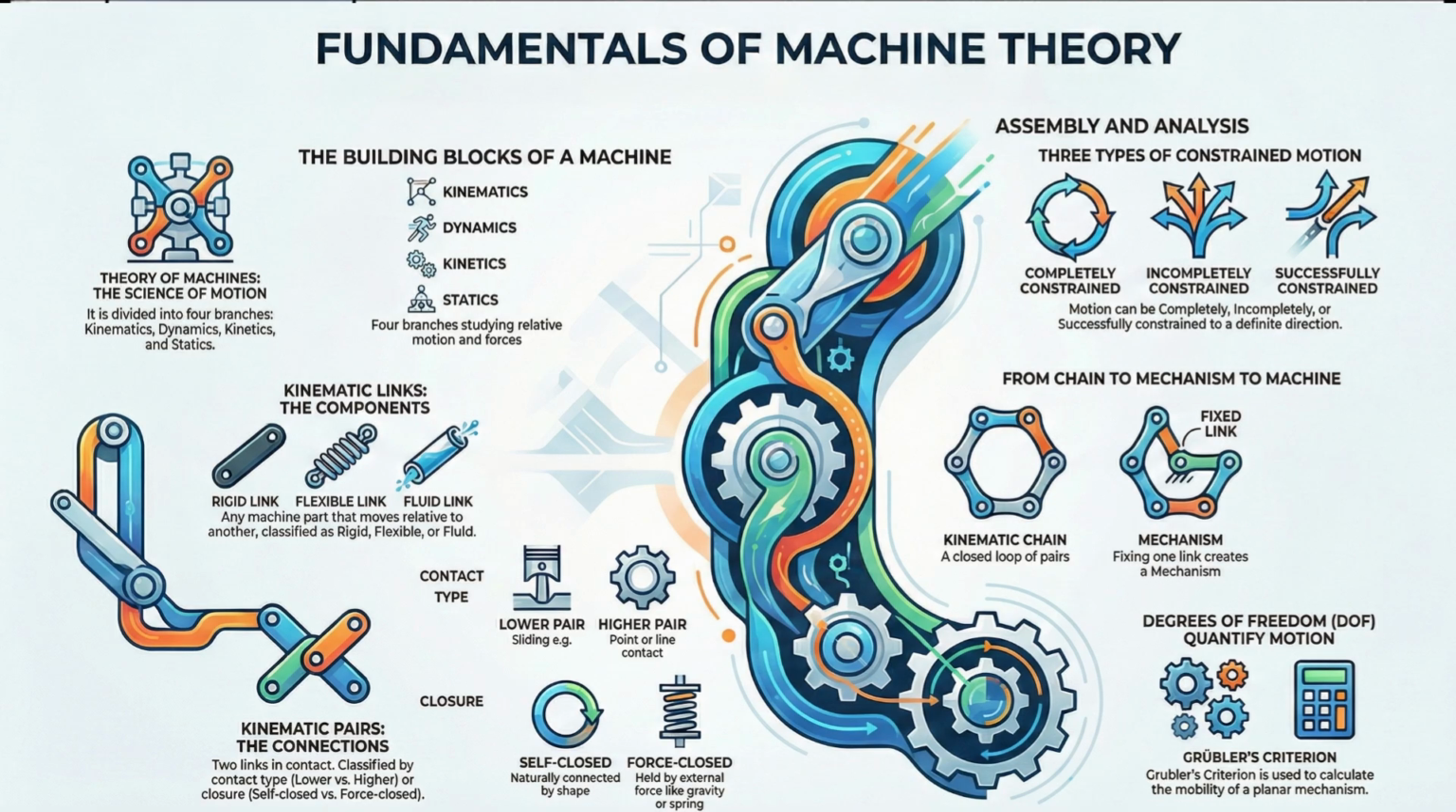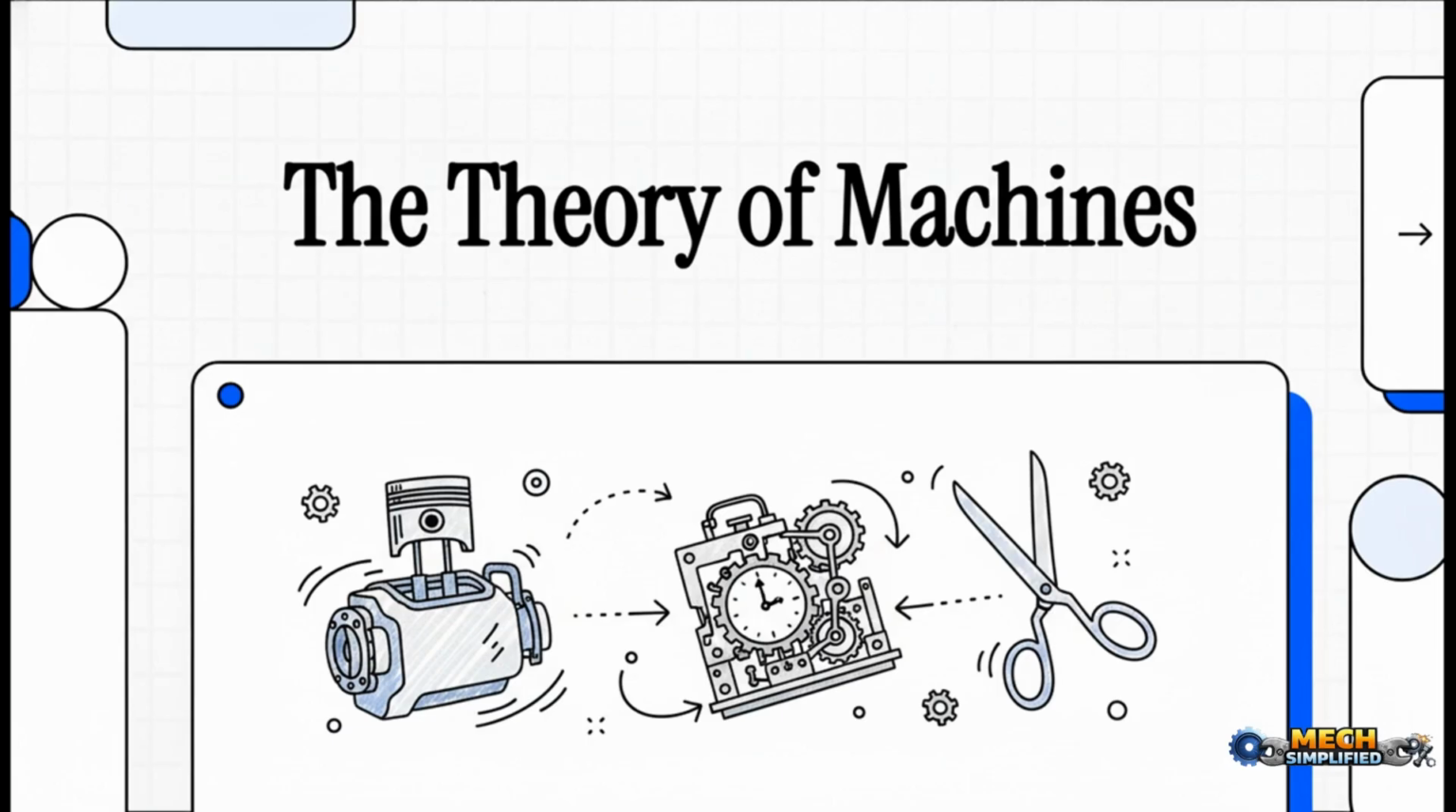Have you ever just stopped and wondered how something like a car engine, or even just a simple pair of scissors, works with such perfect precision over and over again? Well, today we're going to pull back the curtain on the hidden science that makes all of that possible. It's called the theory of machines.